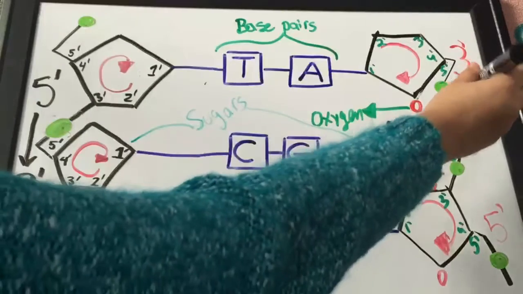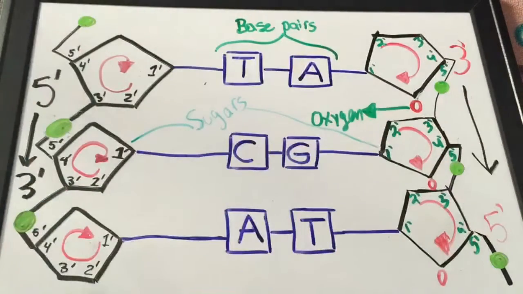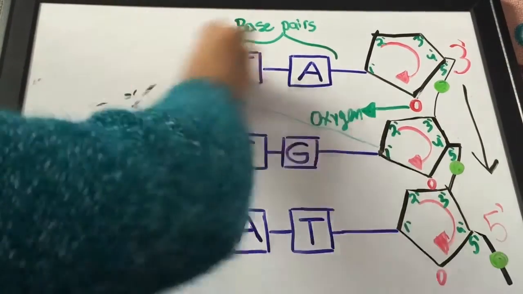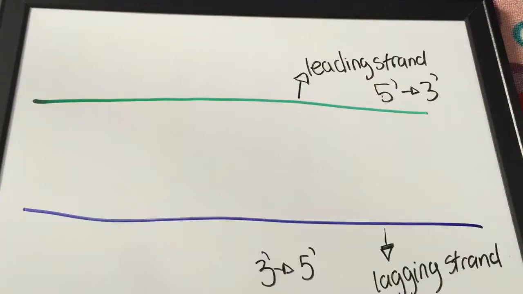Sugar in the form of carbon molecules make up DNA. Carbons are numbered in a clockwise direction. The 5' carbon is outside the ring structure for both strands. The top strand is called the leading strand, and the bottom strand is called the lagging strand. DNA can only be replicated continuously in the direction of 5' to 3'. This will make more sense once we get into how DNA replicates.